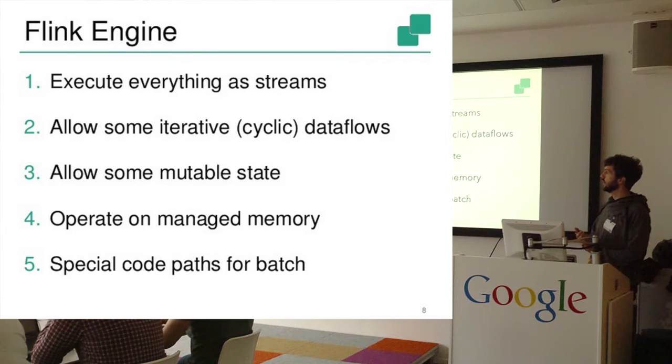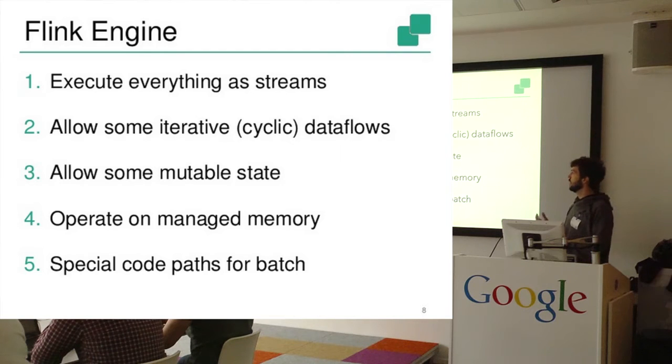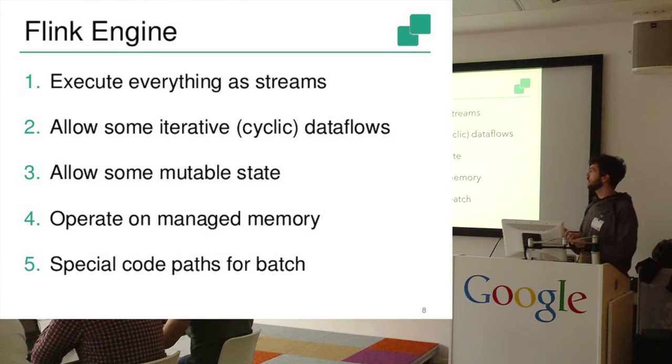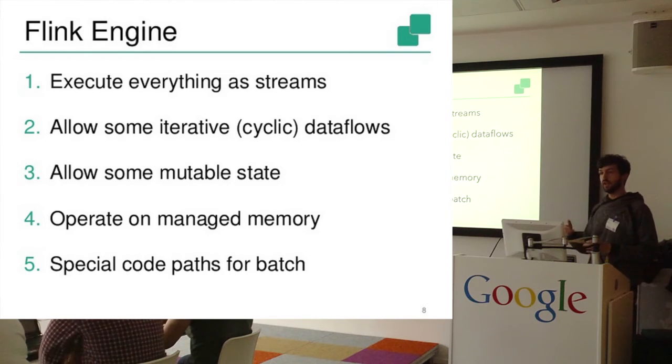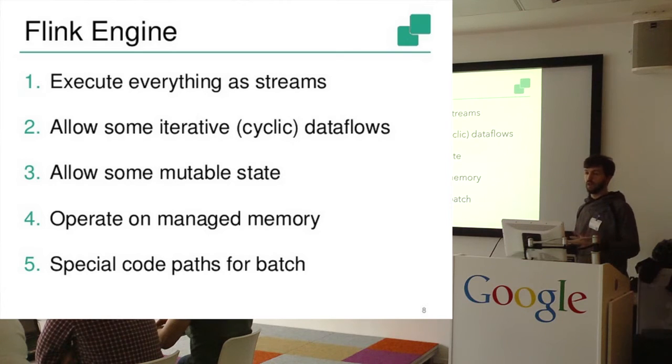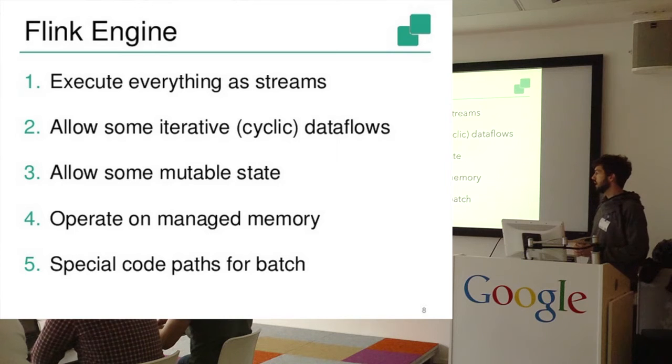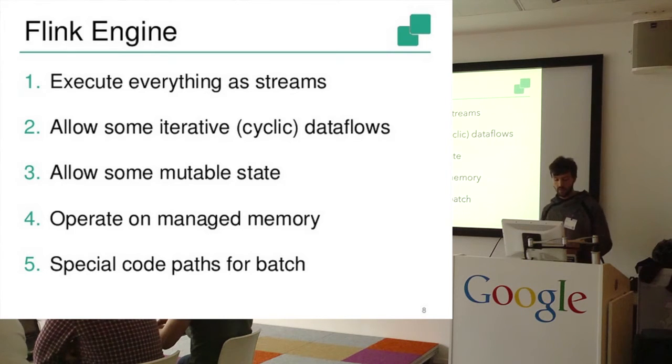As I said, everything is executed as streams, and we have native support for iterations in Flink. Usually in a DAG, in a graph, you don't allow cycles, but we relax this assumption a bit, in a controlled manner, to allow cycles and support iterations natively. And we have the custom memory manager built in, which tries to prevent out-of-memory errors. And we have specialized code paths also for batch, so it's not only streaming, although at the bottom layer it's a streaming engine.